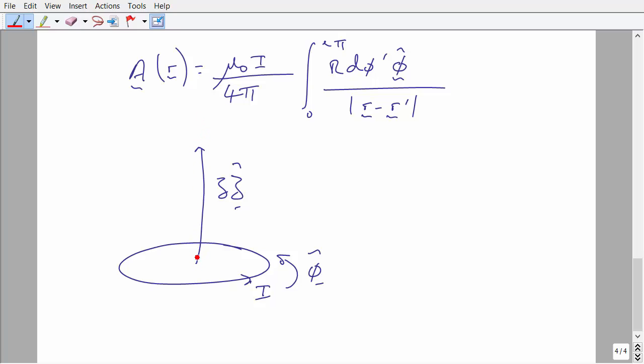All right, so A is a constant. If I tried to take its curl, I'd just get the wrong answer. I'd get 0 for the magnetic field, and we know that is not true.